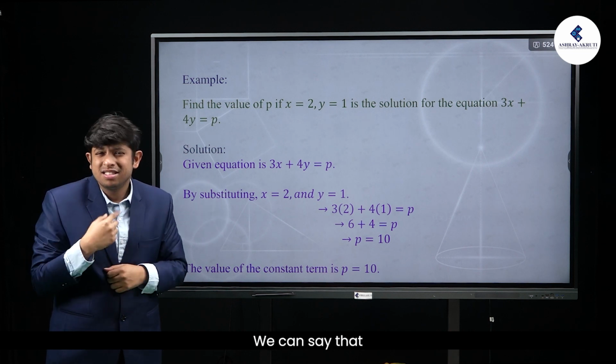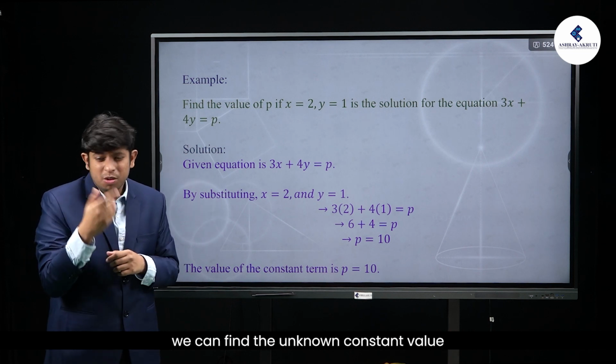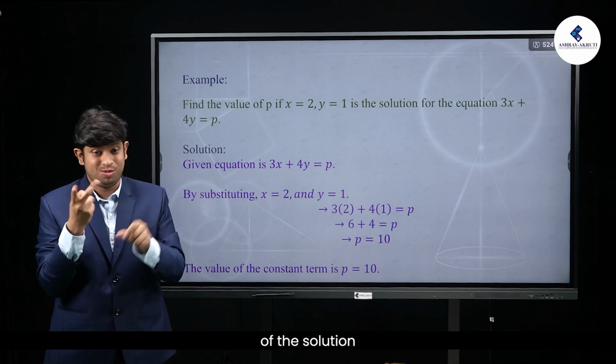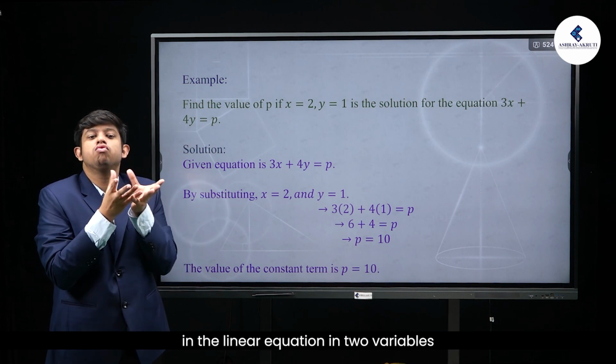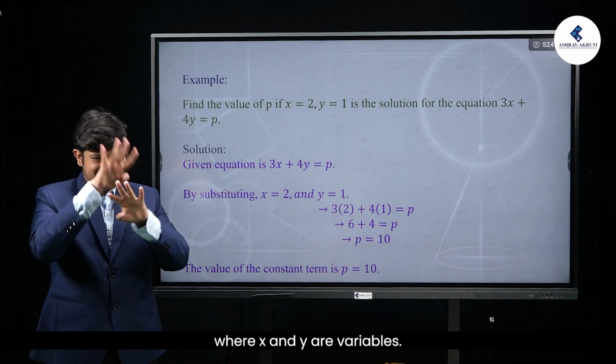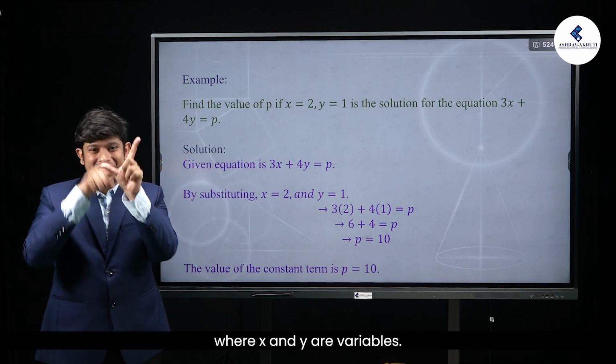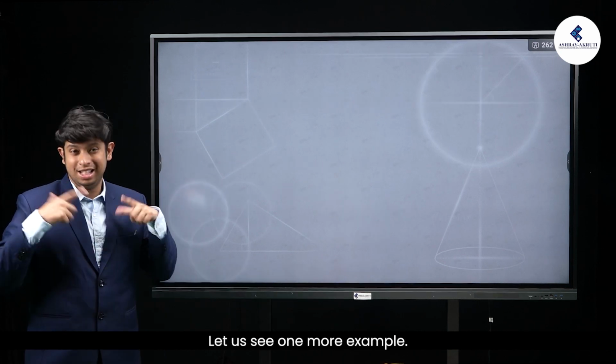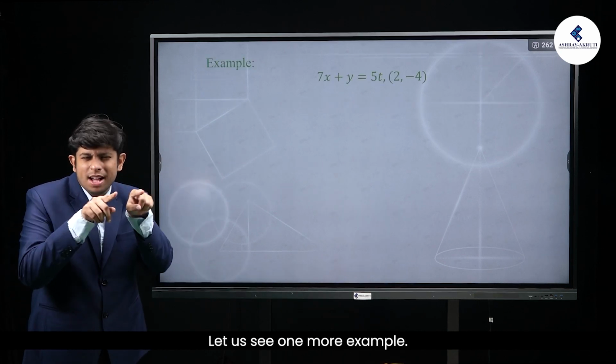We can say that we can find the unknown constant value by substituting both x value and y value of the solution in the linear equation in two variables where x and y are variables. Let us see one more example.